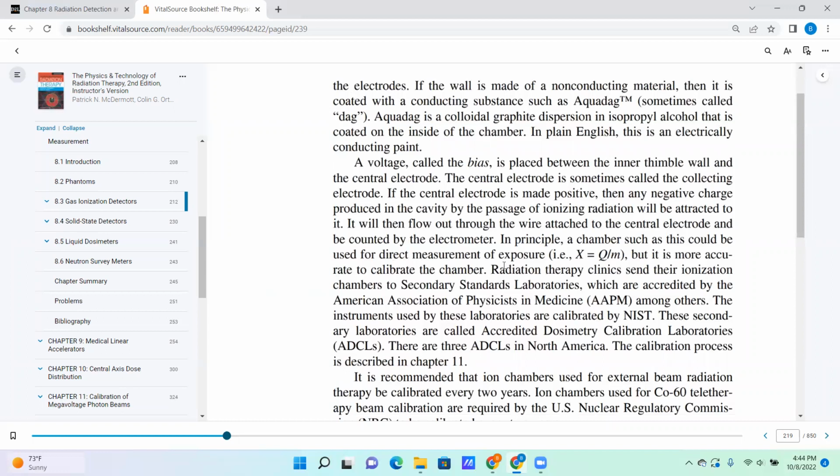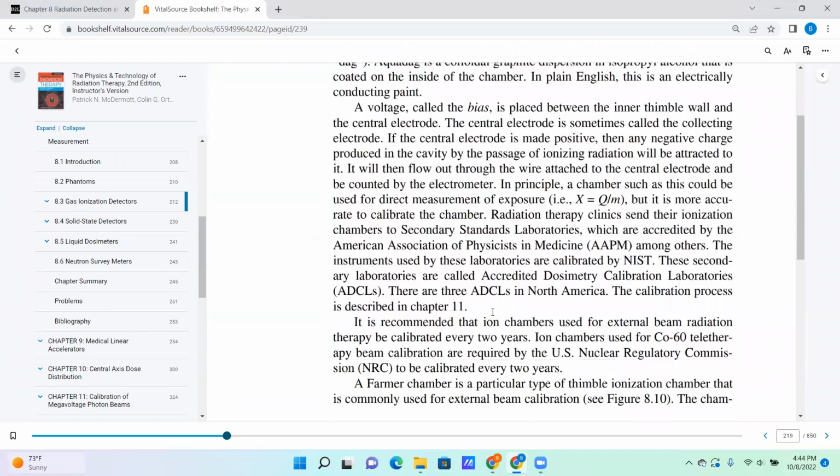Chambers such as this could be used for direct measurement of exposure, but it is more accurate to calibrate the chamber. Radiation therapy clinics send their ionization chambers to the secondary standards laboratories, which are accredited by the American Association of Physicists in Medicine, among others. The instruments used by these laboratories are calibrated by NIST.